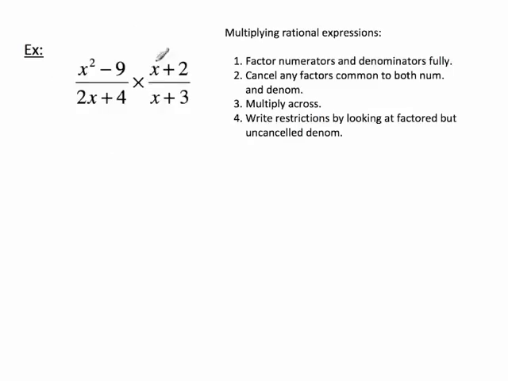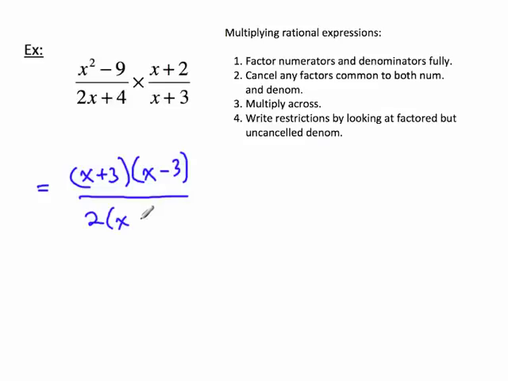Here's that same question again, and now we've got the steps up here to the right. So the first step is factor all the numerators and denominators fully. Notice that x squared minus 9 is a difference of squares, so it can be factored to x plus 3 times x minus 3. And 2x plus 4 has a common factor of 2, so it can be factored to 2 times x plus 2. The right-hand side rational expression can't be factored any more than it already is.